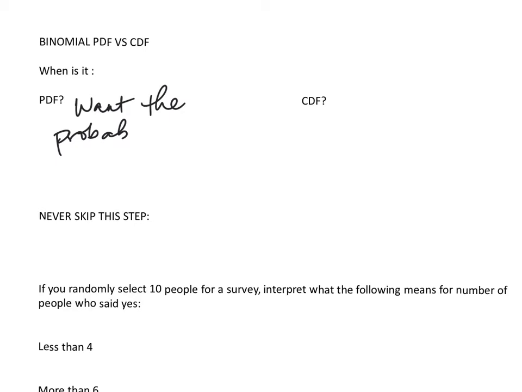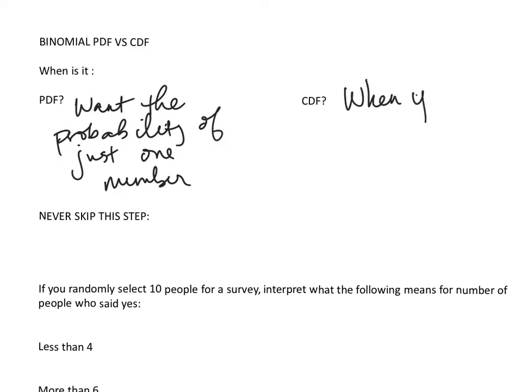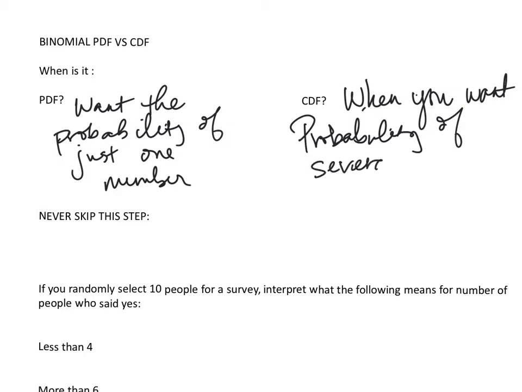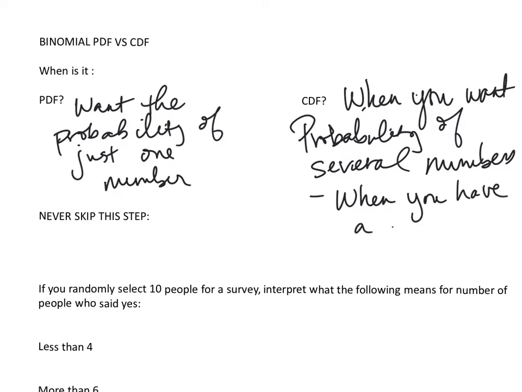PDF is when you want the probability of just one number. That's when you use PDF, which is why all of your homework problems were PDF, because that's what you wanted. CDF, which is what we're picking up today, is when you want the probability of several numbers. And then it's also when you have a phrase. And we'll look at what those phrases would be. That's when you use CDF.